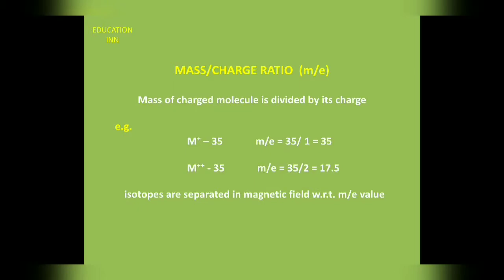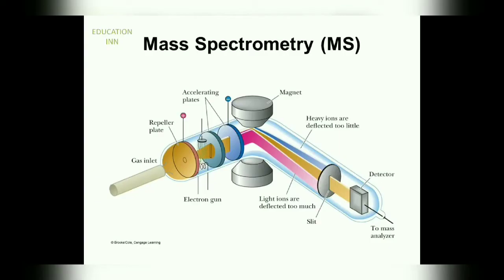So isotopes are separated in a magnetic field with respect to their m over e value. Different isotopes have different m over e values. They are separated to different positions on the slit.